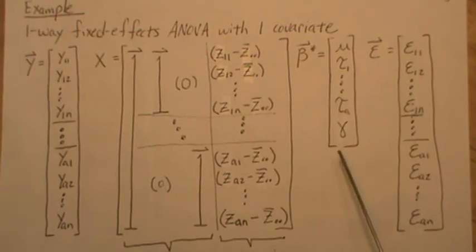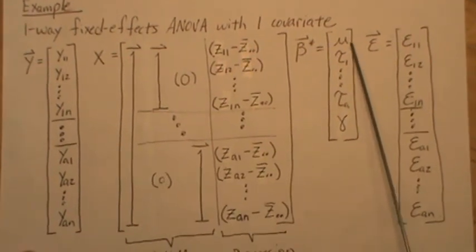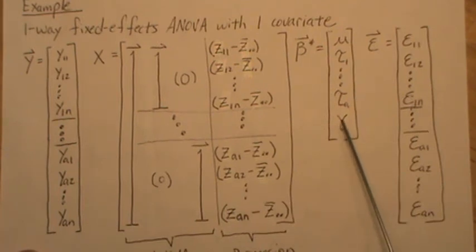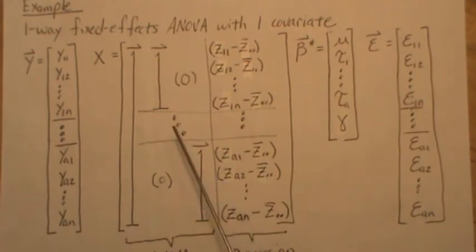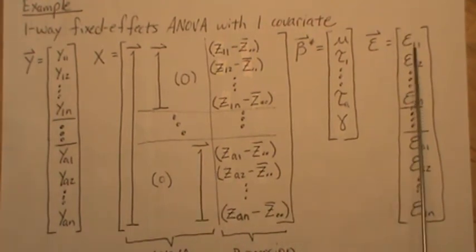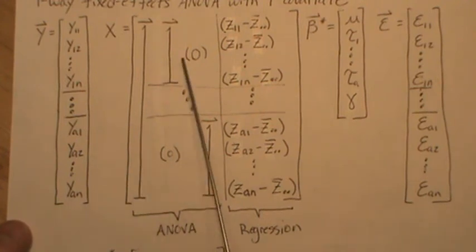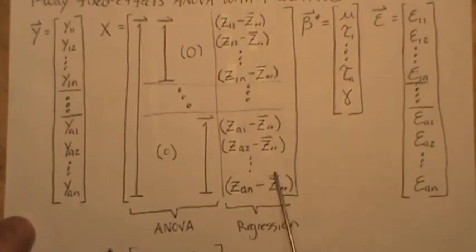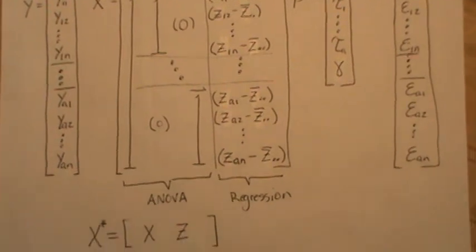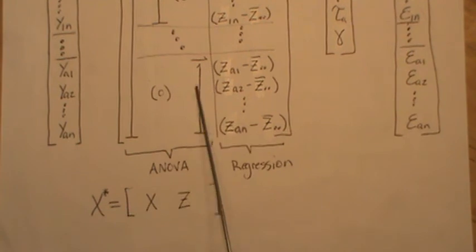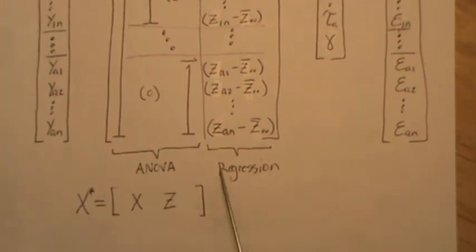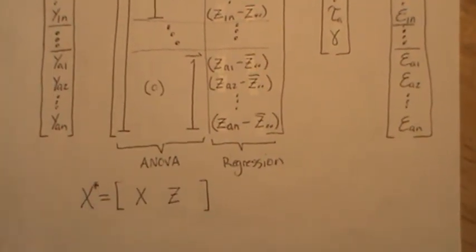The beta parameters in this one-way fixed effects ANOVA are mu, tau 1 through tau a, and gamma. So we're assuming the same slope parameter for each treatment arm. Error terms are epsilon 1,1, epsilon 1,2, all the way down to epsilon an. Now this is the ANOVA setting, and this is the regression setting. And generically, it's represented like this. X deals with the ANOVA design, and Z deals with the regression setting.